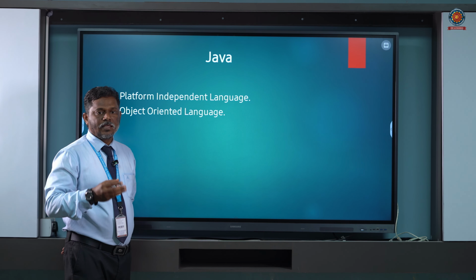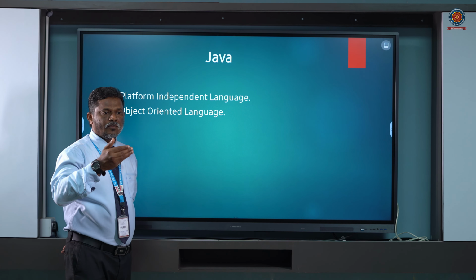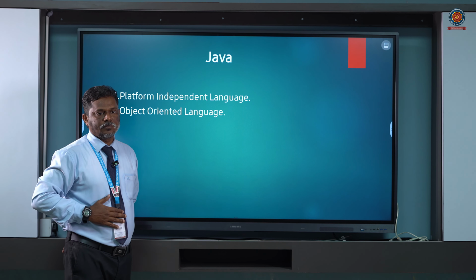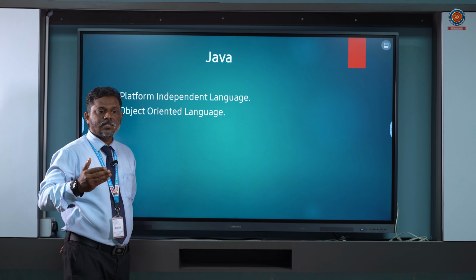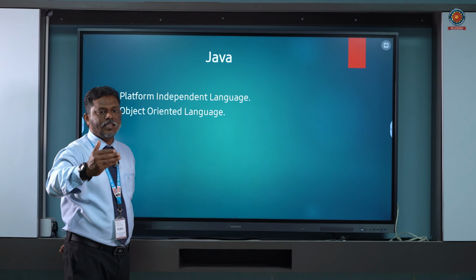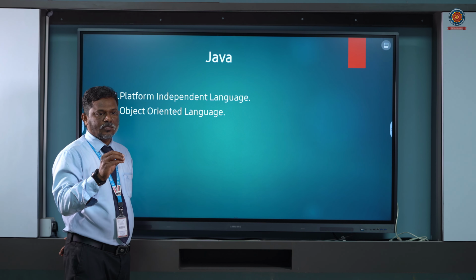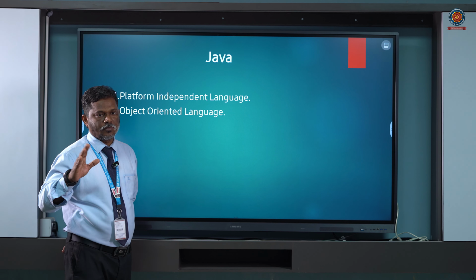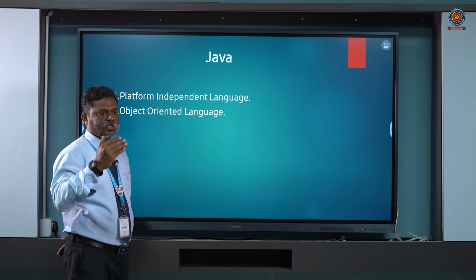For example, in C programming, if you create one program in the Windows operating system, it will not run in the Linux operating system. It will not run in the Android operating system. So it is called a platform dependent language, platform dependency. Once you write the code, you cannot execute it on all operating systems, all platforms. That is the great problem in procedure oriented language.